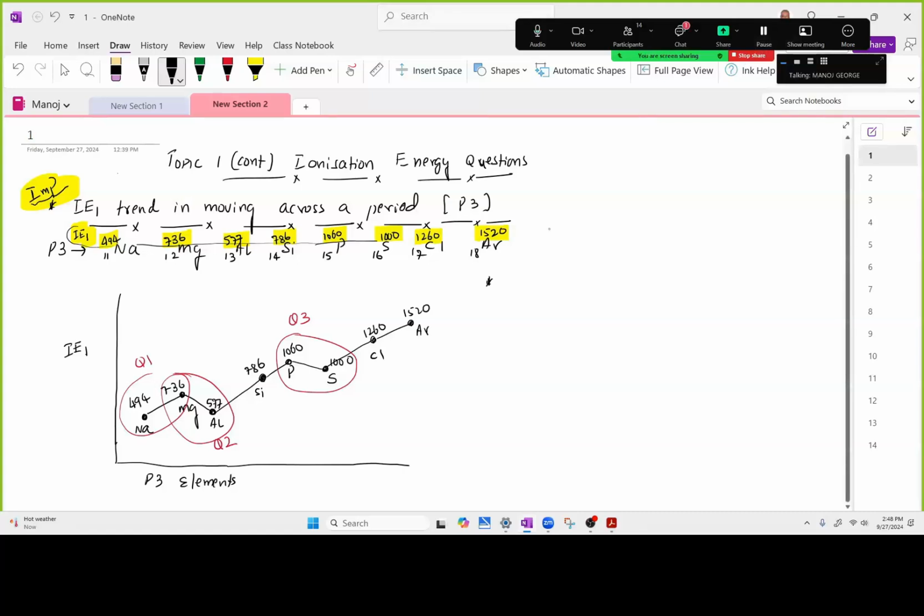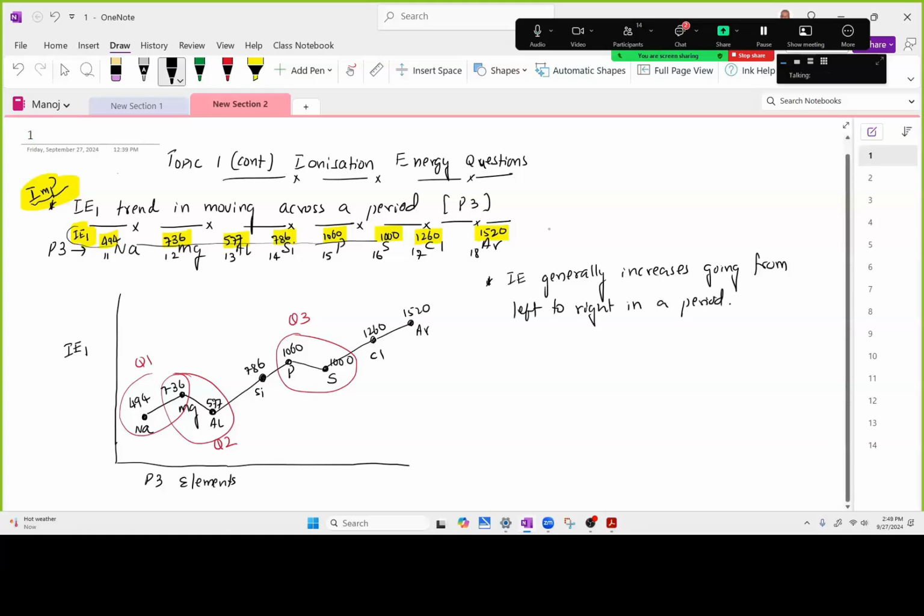So here's the start point. Ionization energy generally increases going from left to right in a period.